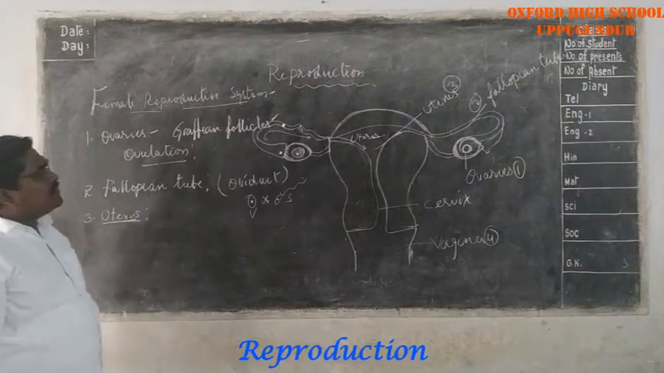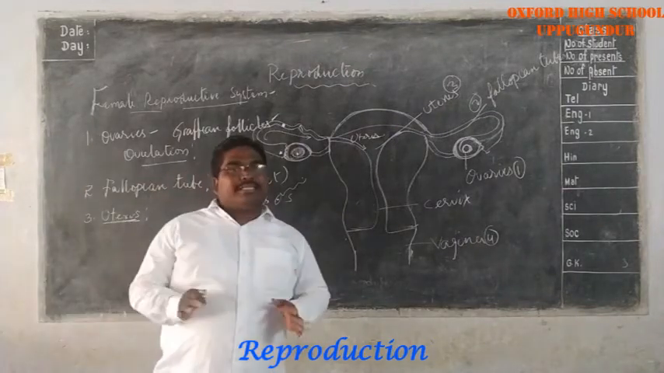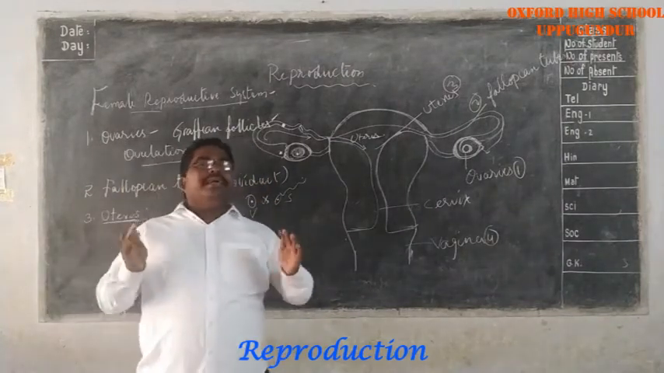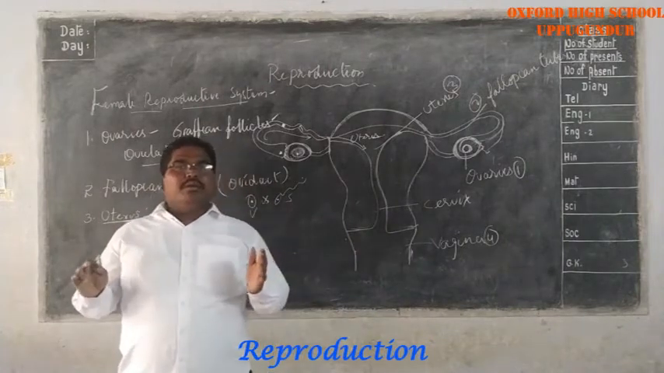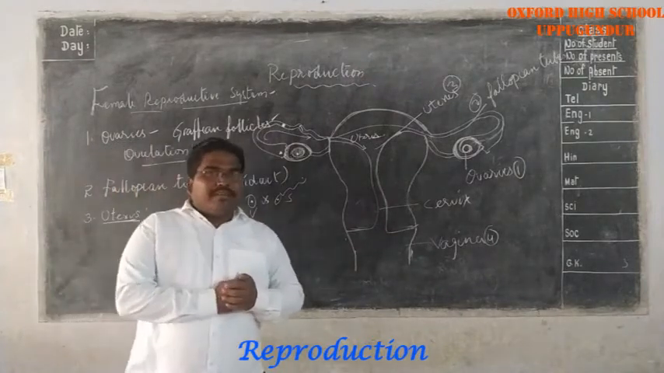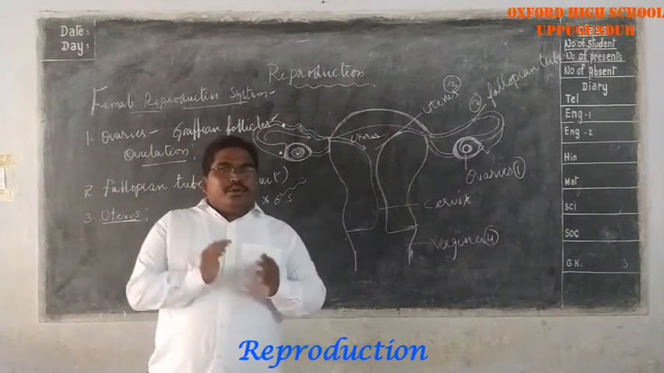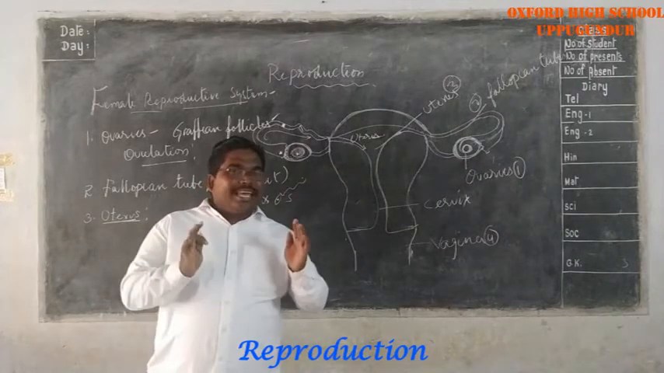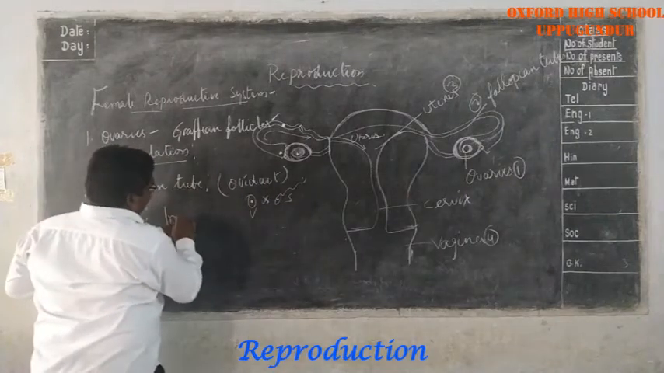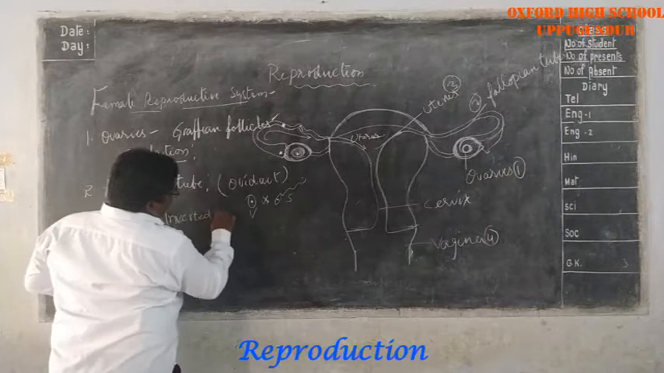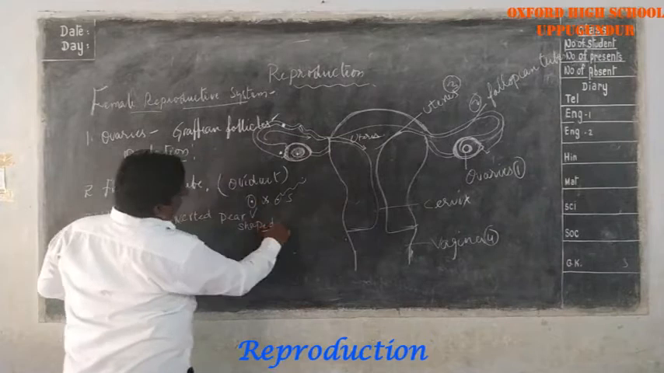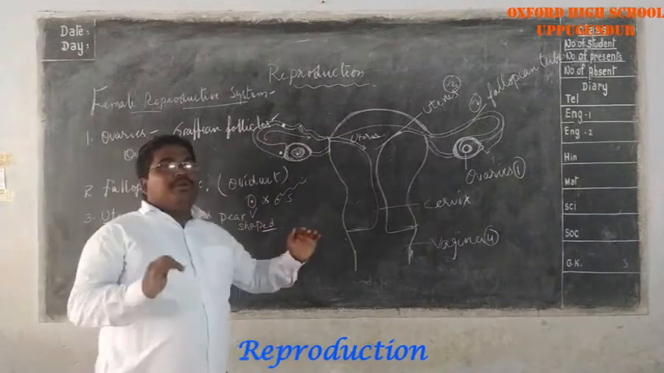See here, the uterus. Uterus means Garbhasayam in Telugu. The uterus is the only place where the development of the baby takes place. Womb, from womb to tomb, like that. The uterus is where the development of the baby takes place. The uterus is an inverted pear-shaped structure.